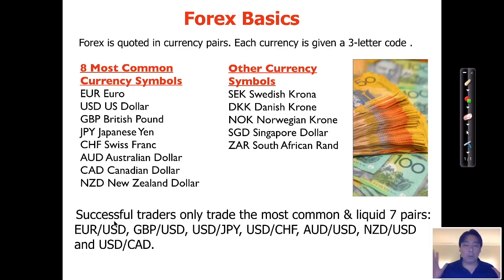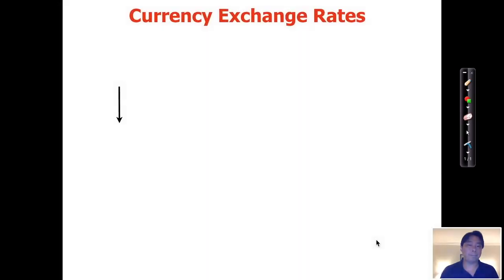So what are the 7 most common pairs? You've got the Euro USD, or you call it the Euro dollar. We've got the pound dollar. We've got the dollar yen, which is US dollar versus Japanese yen. Dollar franc. We have the Aussie dollar, New Zealand dollar, and the dollar CAD. Okay, so these are the 7 most common pairs.